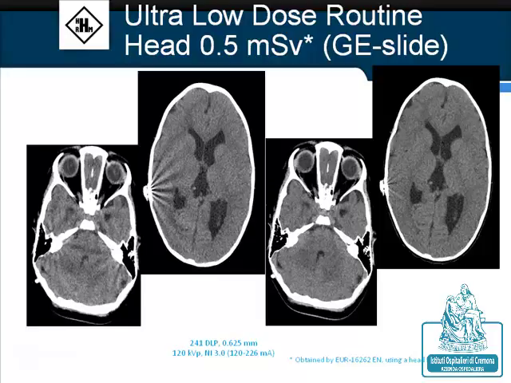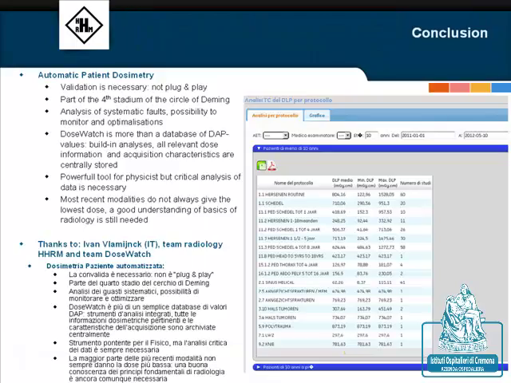That's for sure. And the quality of the image is better. But the thing is, do you need that kind of quality? You have to talk with your medical doctors. Okay, conclusion. I think validation is needed. It's not plug and play. It's part of the 4th stage of the Deming circle. First, it's only if you already have a good quality program that you must start with measuring.